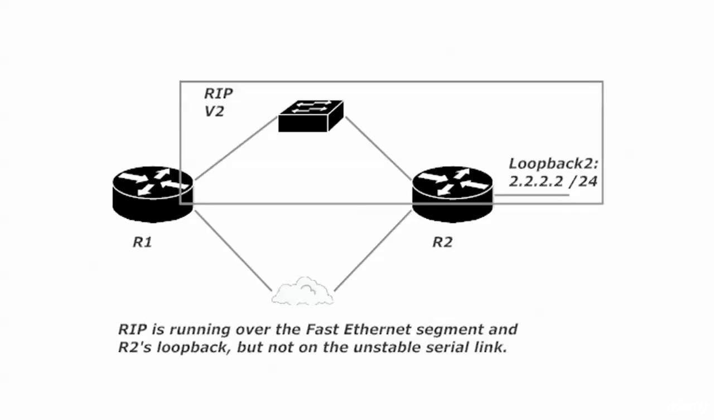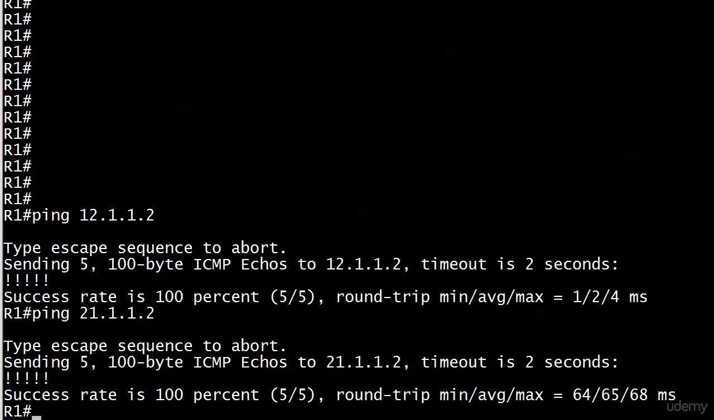I have not pre-configured RIP. But what we're going to do is configure RIP version 2 over the broadcast segment and on router 2's loopback, but we are not going to configure it over that serial link. Little different here. So let's go ahead and bring up the pod and on router 1.